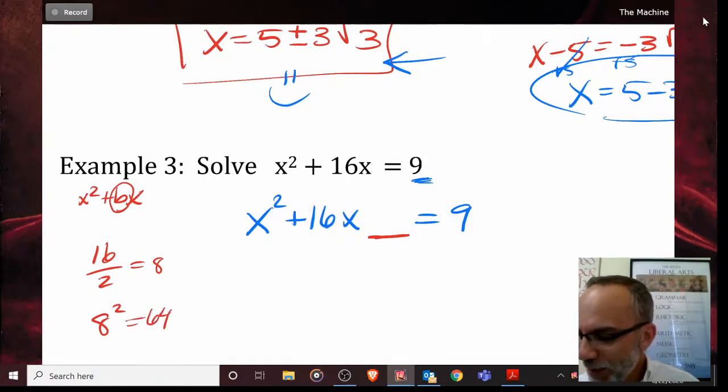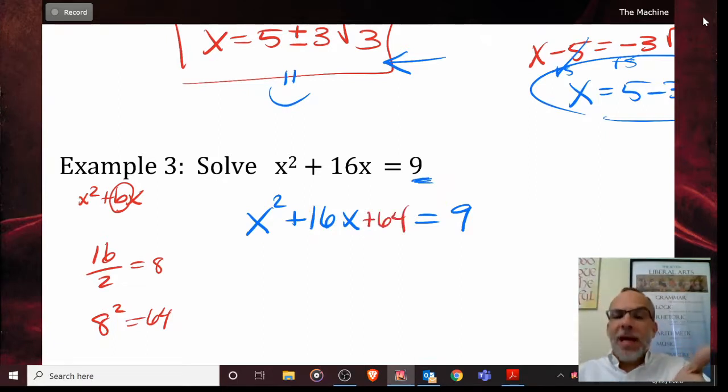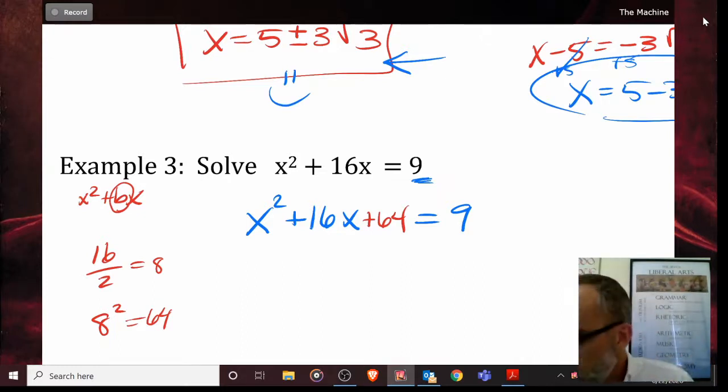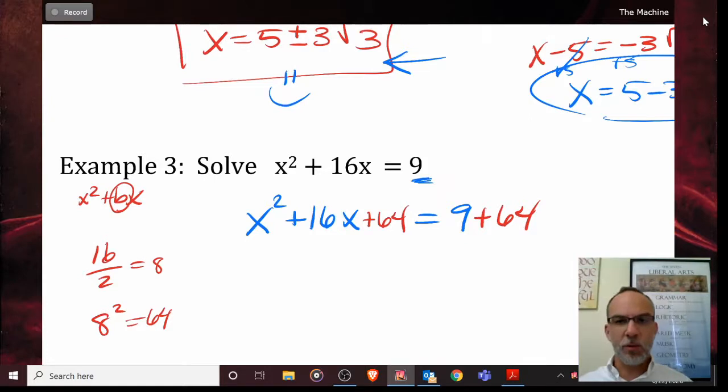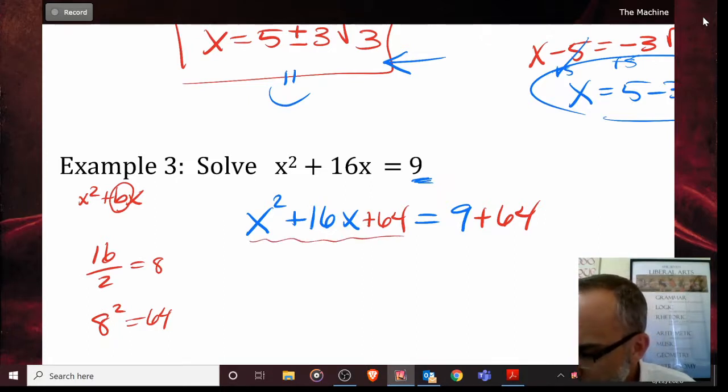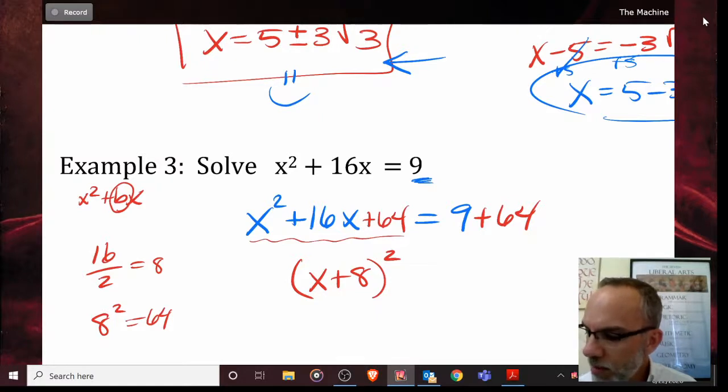Watch. Let me go plus 64. But if I'm going to add 64 to the left-hand side of the equation, I have to add 64 to the right-hand side of the equation, right? But now look, all of this right here is now a perfect square trinomial. I have made it a perfect square. How does it factor? x plus 8. It's always going to be the square root of this number or half of that number, because that's how we created it over here. Now simplify 9 plus 64. What is that? 73?